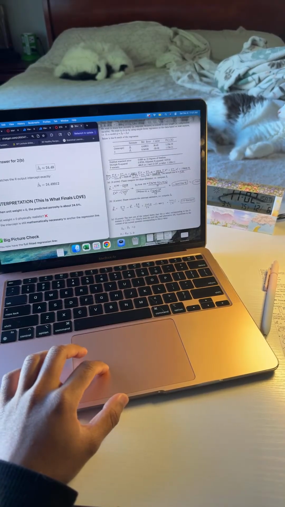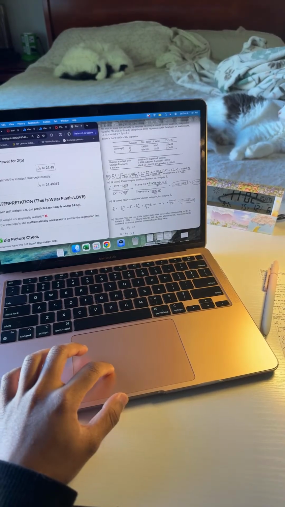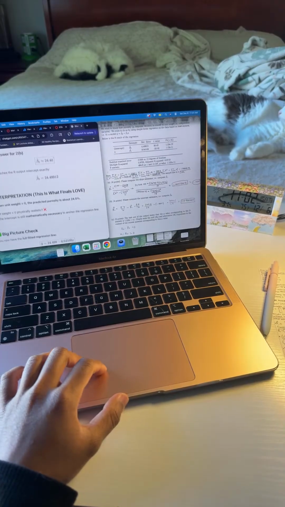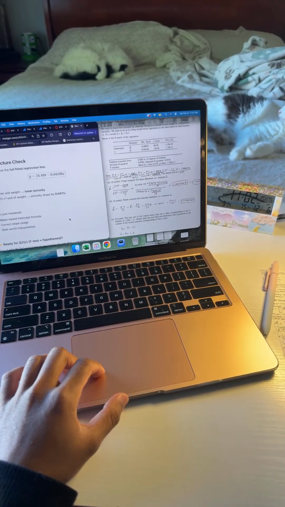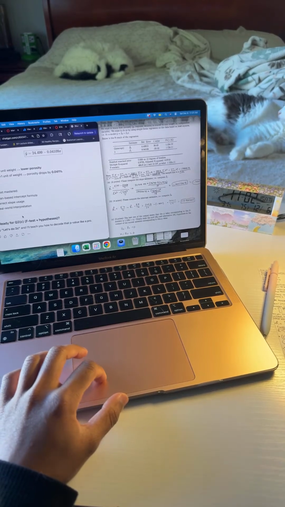This is what finals love. When unit weight is 0, the predicted porosity is about 24.45%. Okay, but the intercept is still mathematically necessary to anchor a regression line. Mean-based intercept formula.